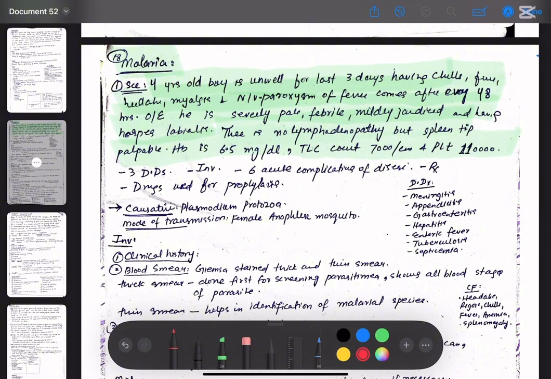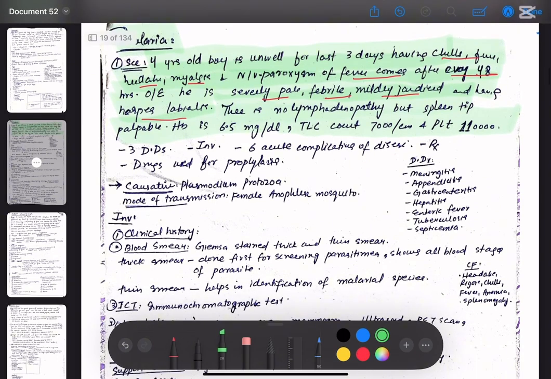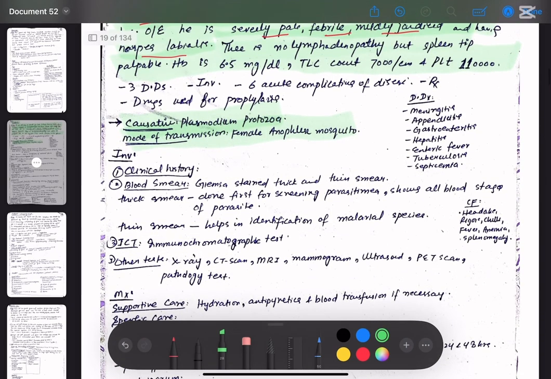So in this scenario, there is a history of chills and fever, headache and myalgia, and fever after 48 hours, and the patient is severely pale, febrile and mildly jaundiced, and he has herpes labialis. So what is the cause of malaria? It is the Plasmodium protozoa, and the mode of transmission is the female Anopheles mosquito. The differential diagnoses are meningitis, appendicitis, gastroenteritis, hepatitis, enteric fever, tuberculosis and septicemia.